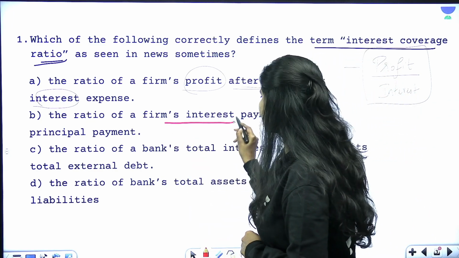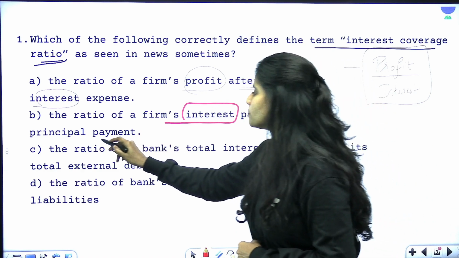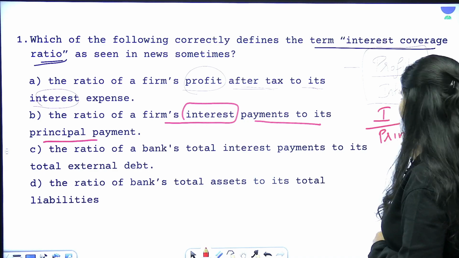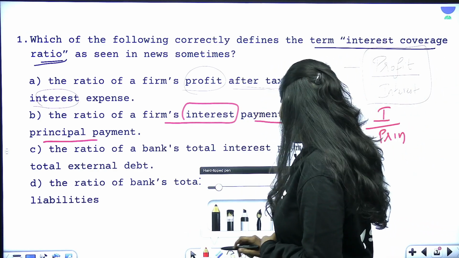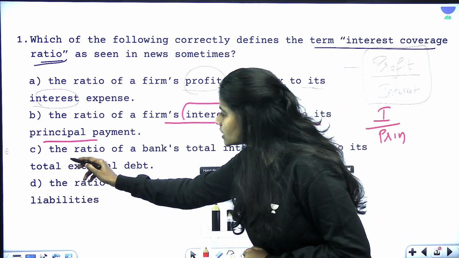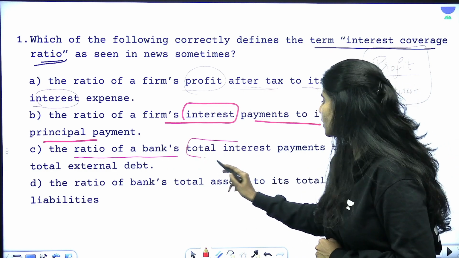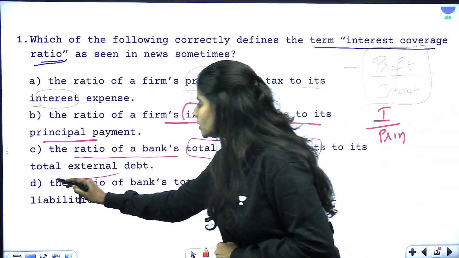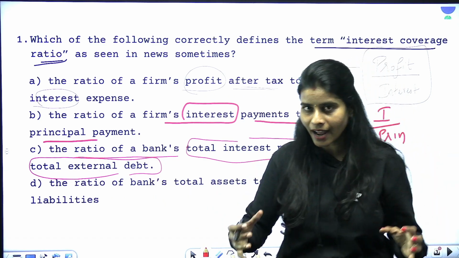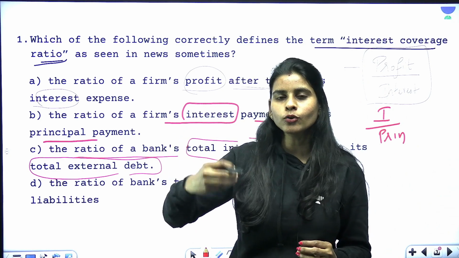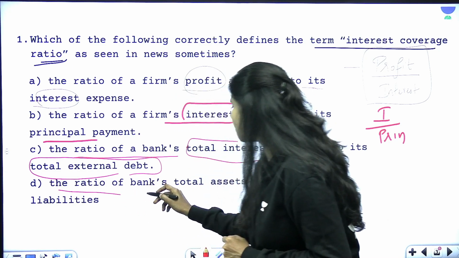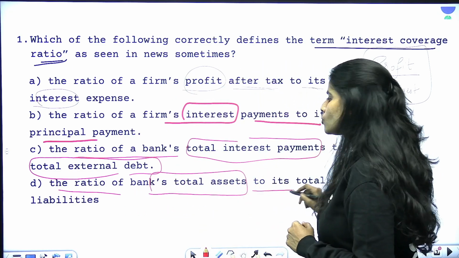The ratio of firms' interest payments to its principal payment. It is about how much amount of interest the bank has to pay out of the total principal money that it has to repay, kind of our effective revenue receipts type of thing. Option C, ratio of banks' total interest payments to its total external debt. So out of the total external debt that a bank has, how much amount of total interest payments the bank has to make. Option D, the ratio of bank's total assets to its total liabilities.